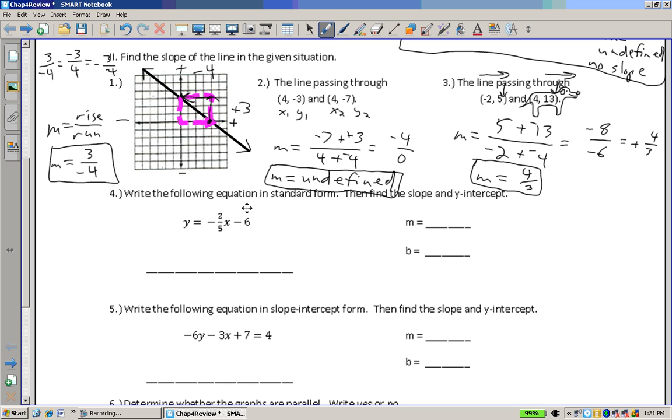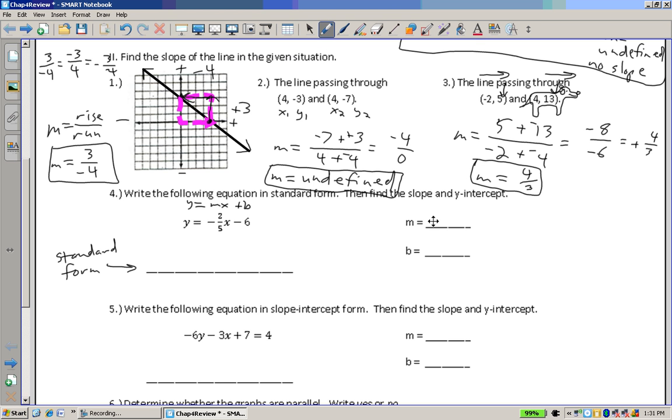Okay, write the following equation in standard form. Well, this blank here is for your standard form. That's what we want you to put. So y equals mx plus b. I'm going to cheat. I know already, since this is in slope-intercept form.